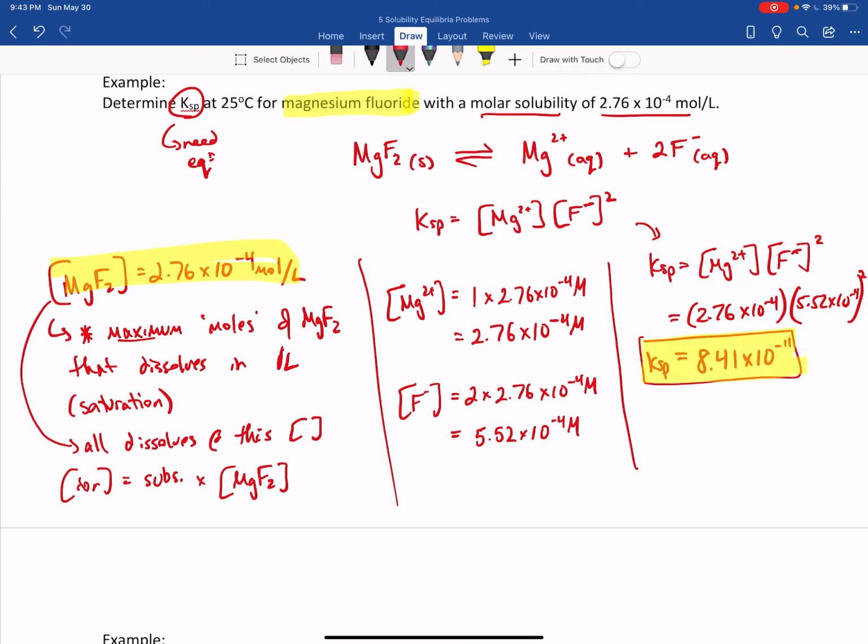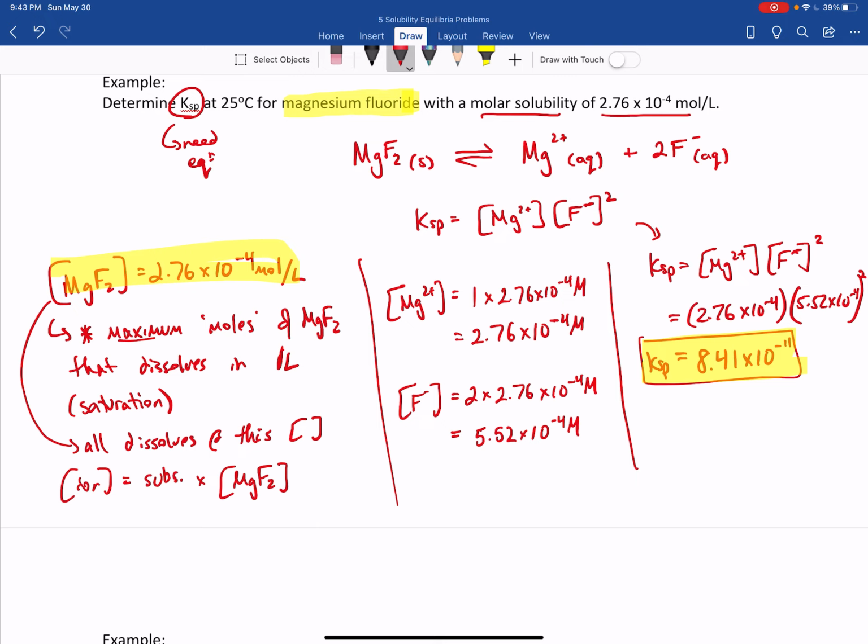What does it mean? So if the maximum solubility of magnesium fluoride is 2.76 times 10 to the negative 4 moles per liter, that means it has a KSP of 8.4 times 10 to the negative 11. So that'll let us determine how much of any sample will turn into ions.